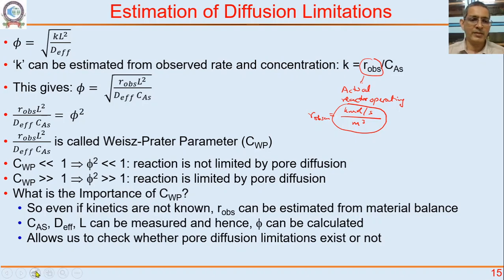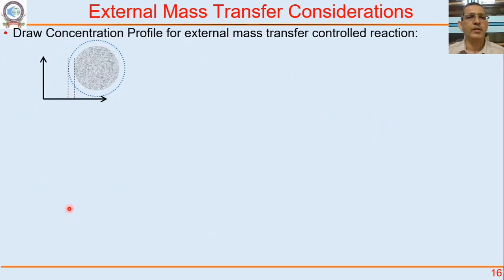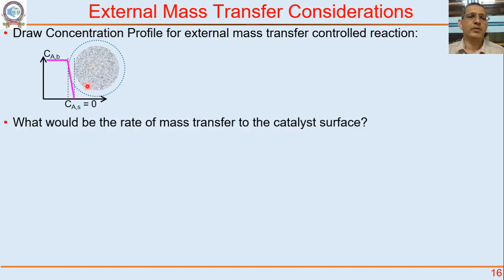That's the meaning, that's the importance of the Weisz-Prater criteria. Let's go forward. Now one more, external mass transfer consideration. If there are external mass transfer considerations, what would the profile look like? This is how the profile would look.